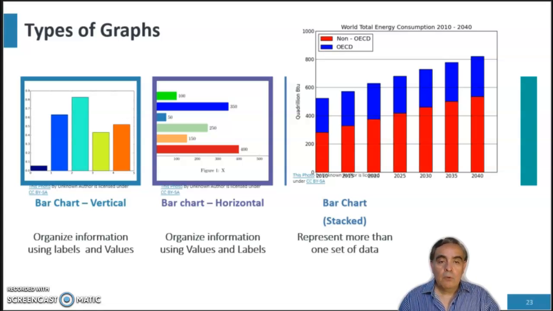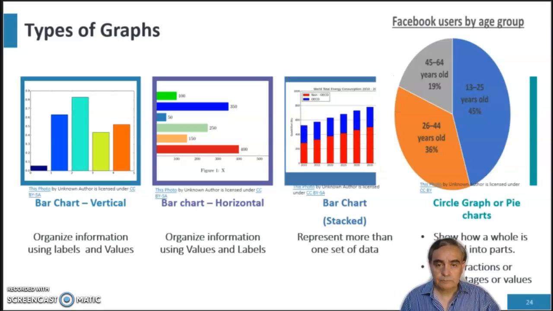Stacked bars show more than one set of data. In this example, you see two colors, blue and red. Each color is a different set of data. However, the chart actually shows three sets: the blue, the red, and the combination of both, the total. A circle chart or pie chart shows a whole divided into parts. The size of each slice is proportional to the amount it represents, and each slice may be presented as percentages, fractions, or a total number.